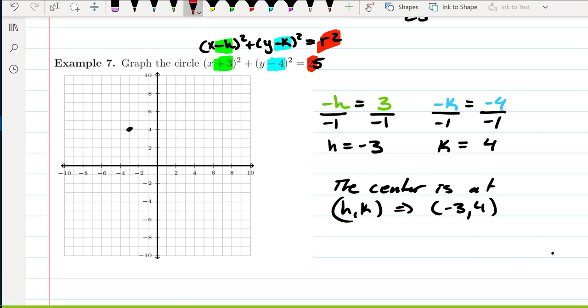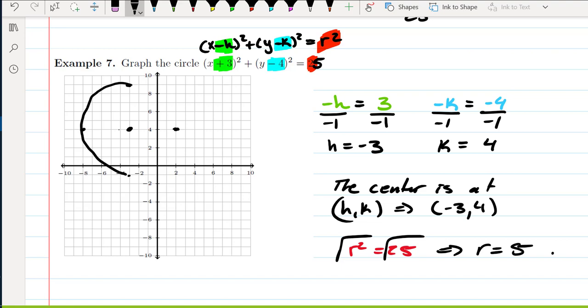So r squared really should have been 25, which makes it a lot nicer. When we take our square root, we get r is equal to 5, which is a lot nicer. So now we plot our center, which is at negative 3 and 4, and then our radius is 5. So I go out 5 units from the center, 1, 2, 3, 4, 5, in each direction, and then I draw a circle. All right, that's kind of terrible, but that's our circle.